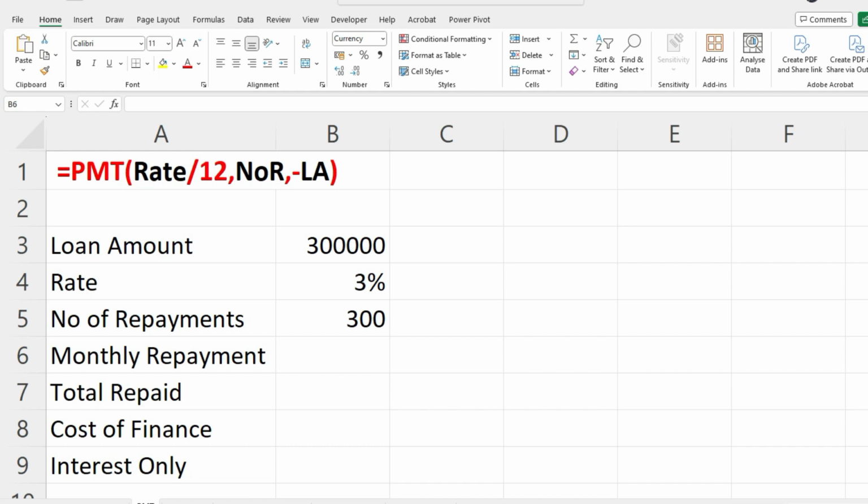The trick to this formula is to recognize that the three items in the black font, rate, NOR, and LA, all refer to one of these three cells. So while it's a complicated enough formula, really the trick here is to emphasize the simplicity of the technique.